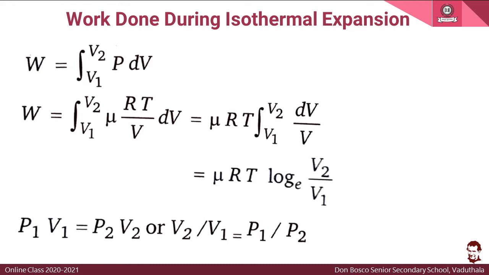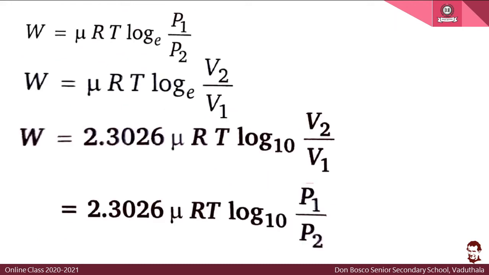But log A minus log B is log A by B. According to that, the next step, mu RT log to the base e V2 by V1. According to the isothermal equation, PV is equal to constant. We can write V2 by V1 as P1 by P2. So, in terms of pressure, we can write mu RT log to the base e P1 by P2. While converting natural log into arithmetic log, I have to multiply 2.3026 or 2.303. By multiplying, as you can see here, we will be getting the formulas. Clear? This is for isothermal expansion.